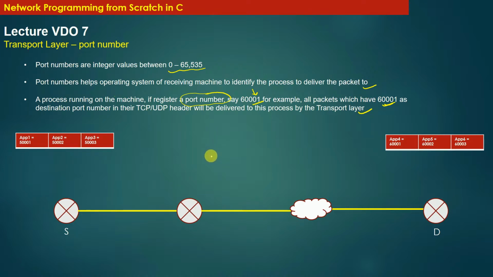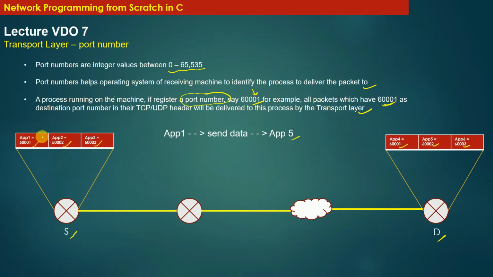So let us take an example. You have a source machine S and a destination machine D. On the source machine S, we are running three applications, app 1, app 2 and app 3. App 1 is listening on port number 50,001, app 2 is listening on port number 50,002 and app 3 is listening on port number 50,003. Similarly, app 4, app 5 and app 6 are listening on port numbers 60,001, 60,002 and 60,003 respectively. Now suppose app 1 wants to send data to app 5.